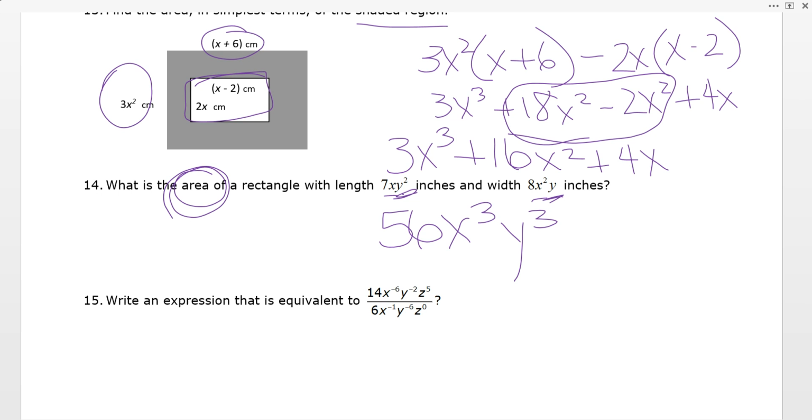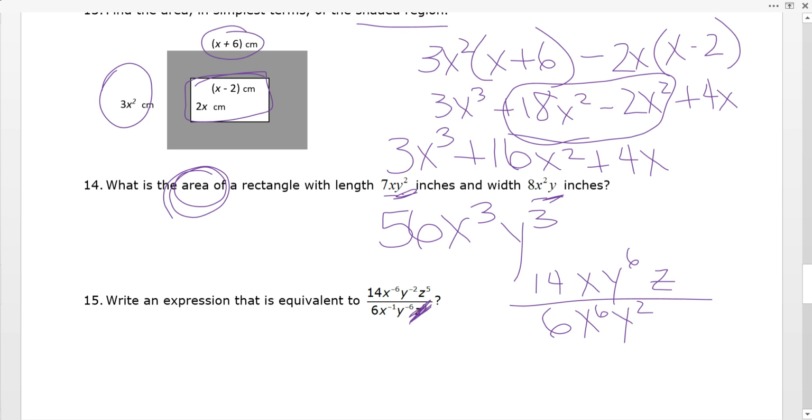Okay, 15. I'm going to rewrite 15 because there's a whole bunch of negatives in here. First of all, my z to the 0 power just goes away. So I have 14 over 6. My x to the 6 goes on the bottom. My x to the 1 goes on top. My y squared goes on bottom. My y to the 6 goes on top. And my z to the 5th stays on top.